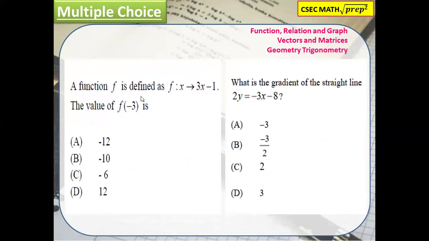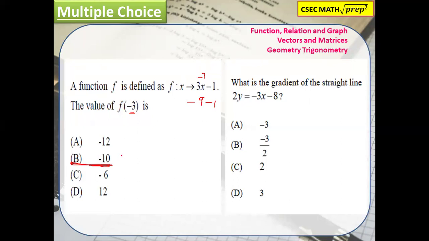And moving on to another functions question, this one is rather easy. All right. If the x value is minus 3, then minus 3 times 3 will give us what? A minus 9. Minus 9 minus 1, that's minus 10.